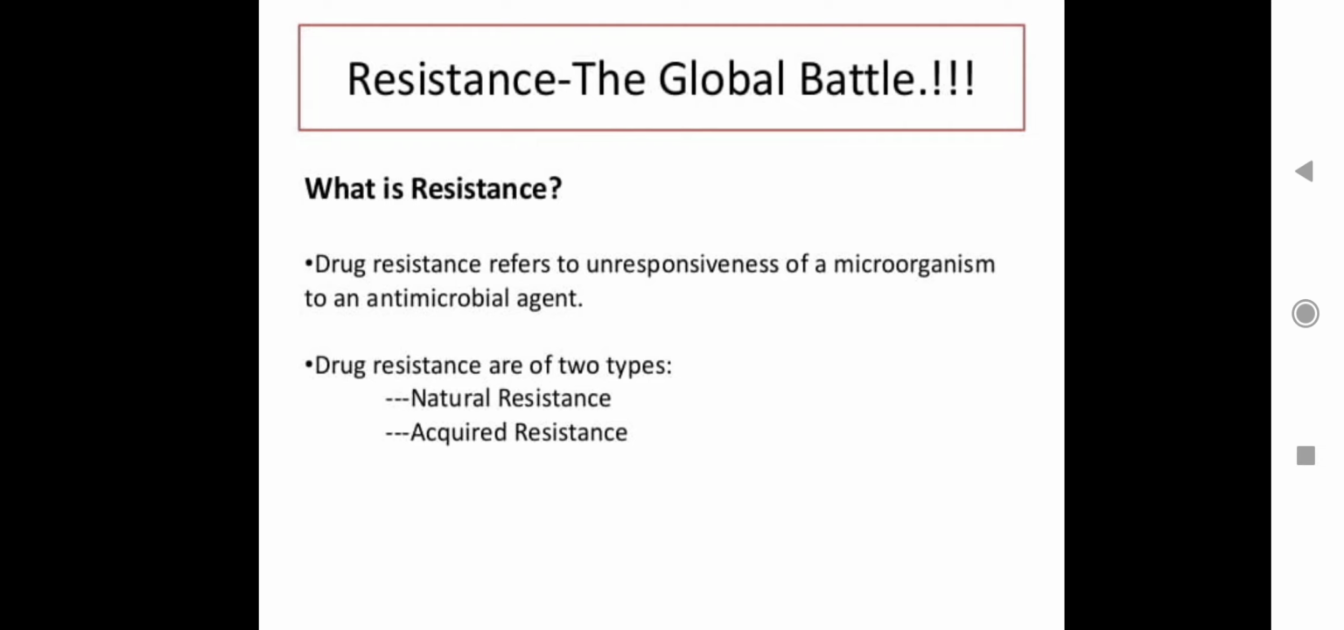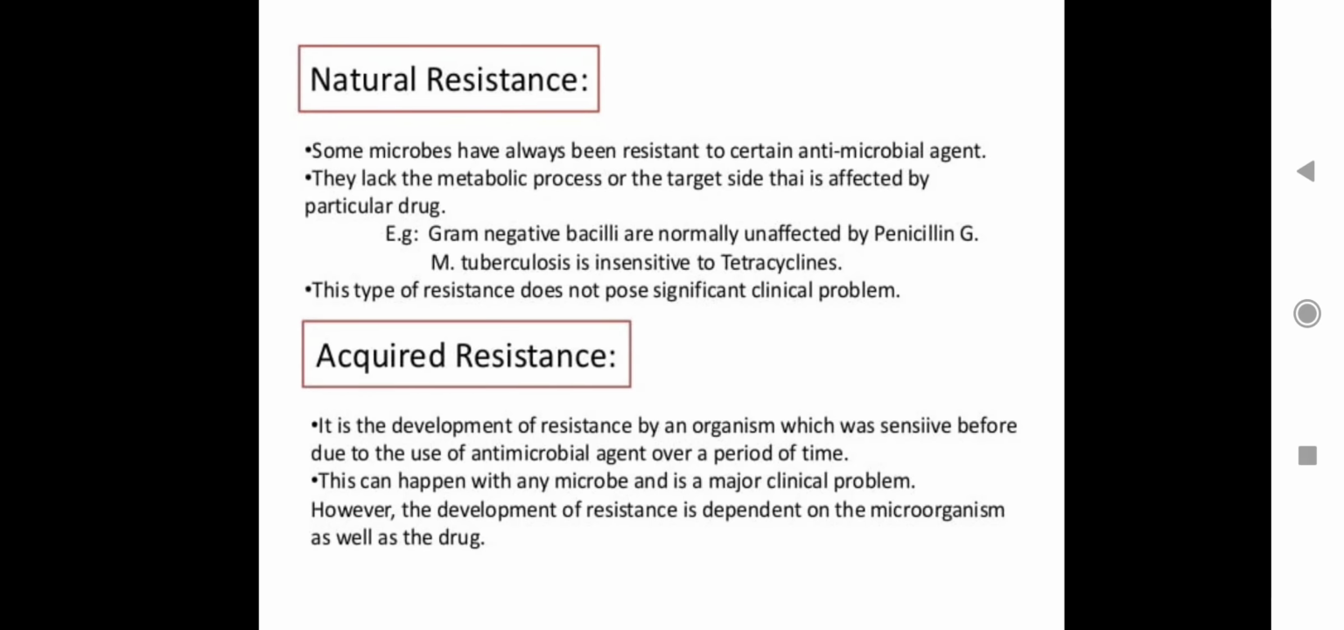Beta-lactam resistance, the resistance acquired by bacteria against beta-lactam antibiotics. What is resistance? Drug resistance means unresponsiveness of a microorganism to an antimicrobial agent. The resistance is of two types, natural and acquired. Natural resistance means that some microbes have always been resistant to certain antimicrobial agents. They lack the metabolic process or target site that is affected by the particular drug. For example, gram-negative rods are normally unaffected by penicillin G, while Mycobacterium tuberculosis is insensitive to tetracycline.